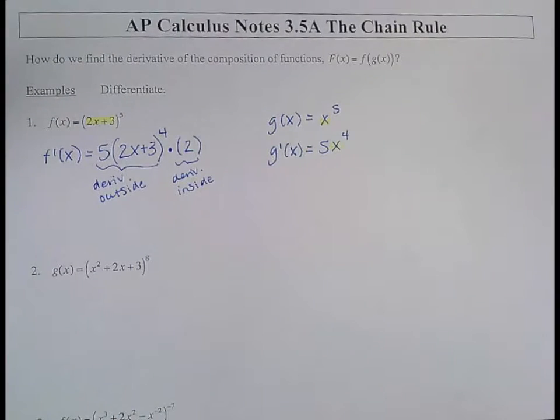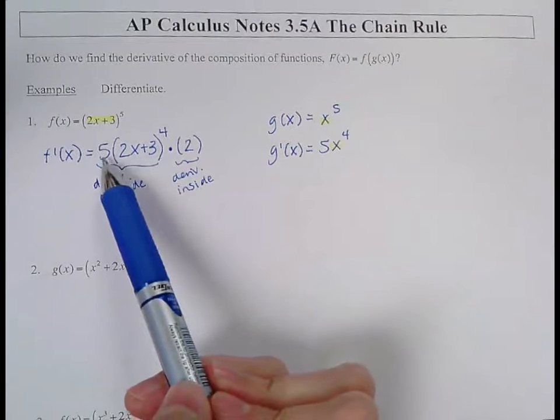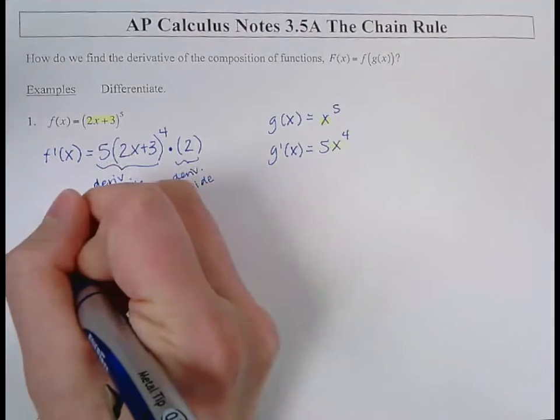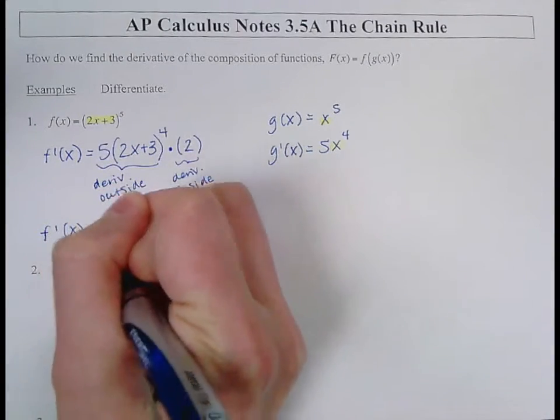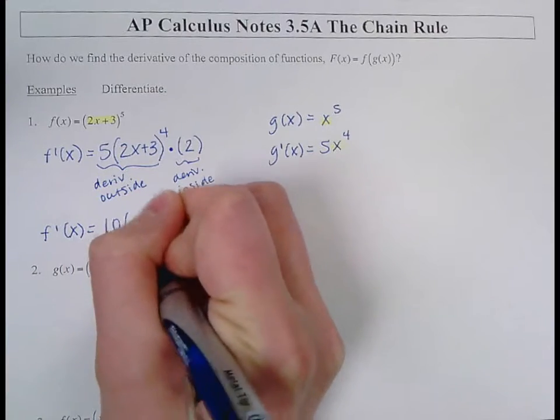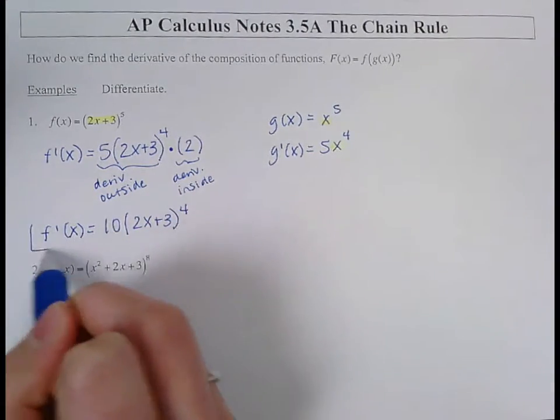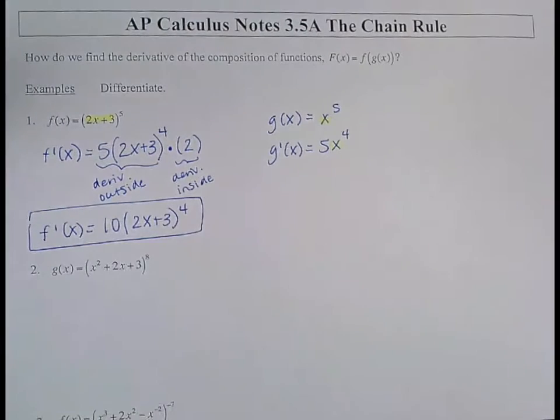And then you just simplify it, whatever that means with your function. So in this case, the 5 and this 2 here, we could multiply those to be 10. So we could write this as f prime of x is 10 times the quantity 2x plus 3 to the 4th power. And that would be the derivative of that function.